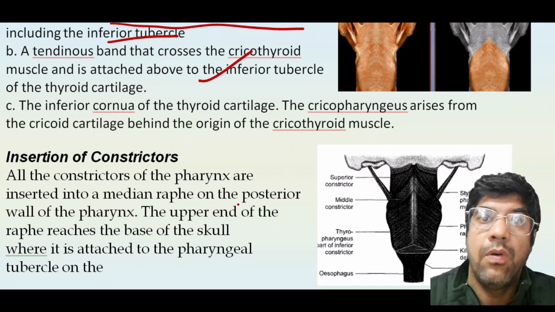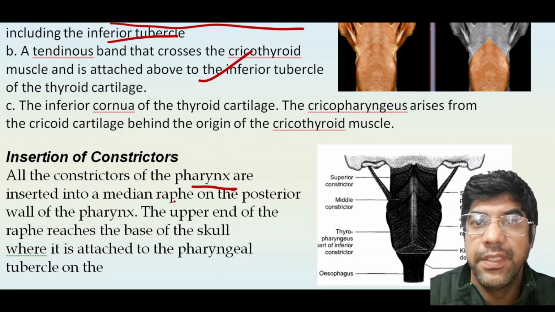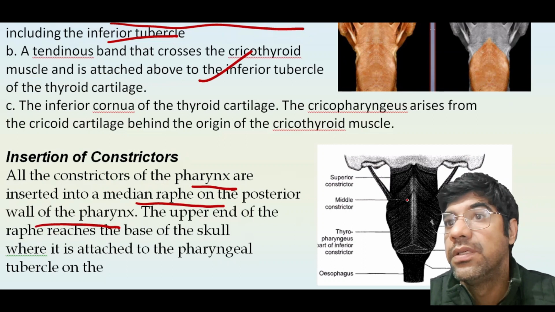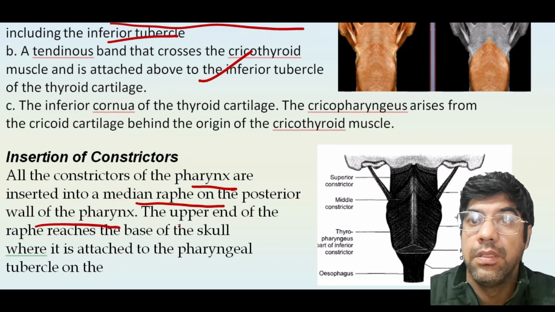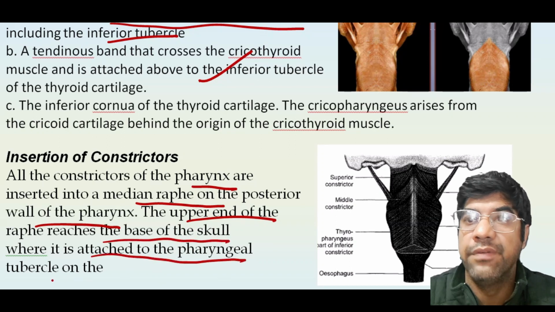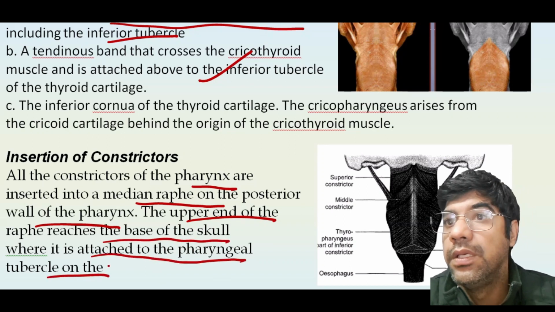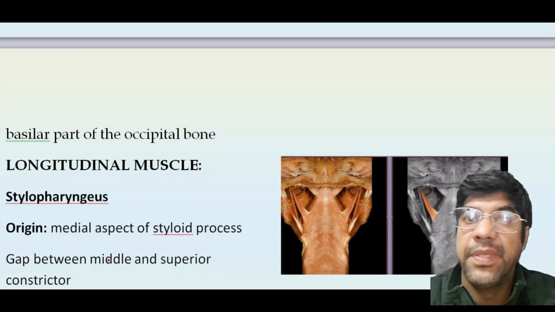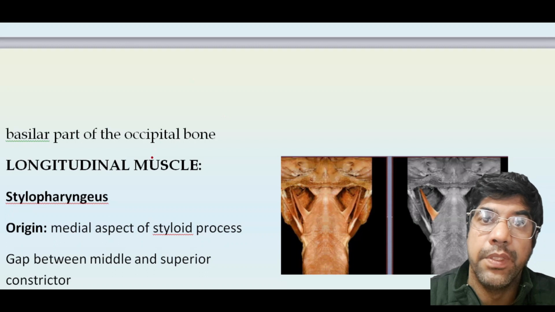So remember, all the constrictors of the pharynx are inserted into the median raphe on the posterior wall of the pharynx. The upper end of the raphe reaches the base of skull and is attached to the pharyngeal tubercle on the basilar part of the occipital bone.